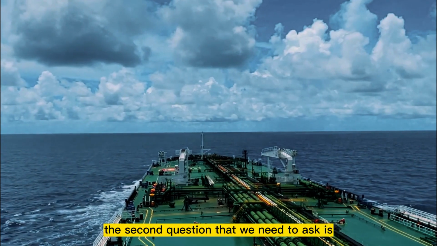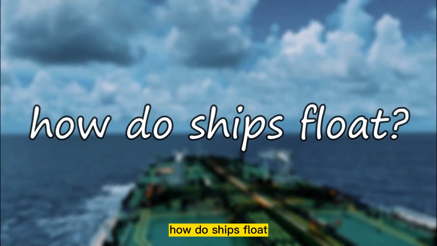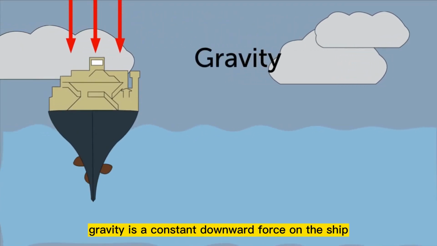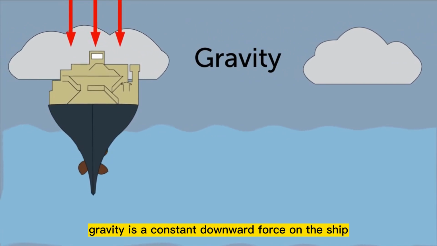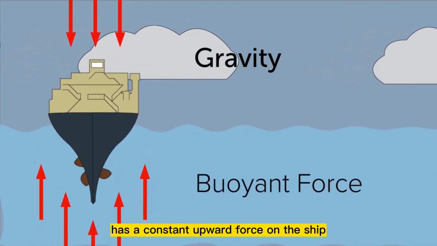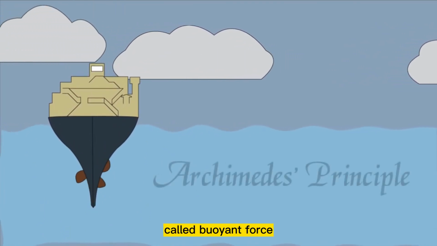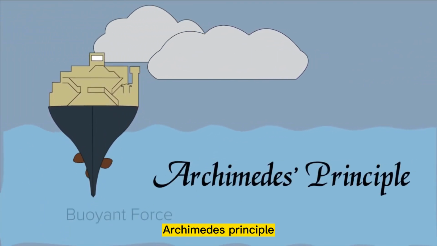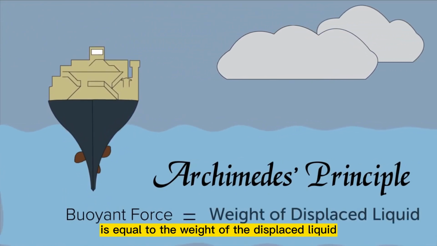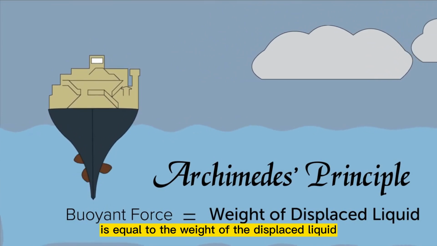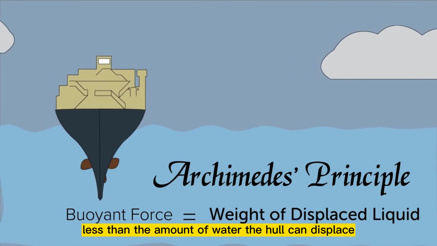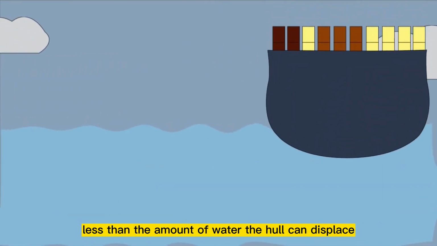A second question that we need to ask is, how do ships float? When a ship is in the ocean, gravity is a constant downward force on the ship, but the water the ship is in has a constant upward force on the ship called buoyant force. Archimedes' principle is that the buoyant force of a fluid is equal to the weight of the displaced liquid. A ship will float as long as it weighs less than the amount of water the hull can displace.